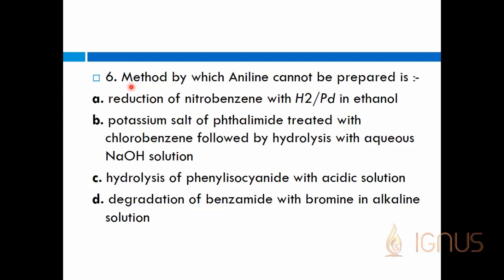Question number 6. The method by which aniline cannot be prepared is: option A, reduction of nitrobenzene with H2 palladium in ethanol. Option B, potassium salt of phthalimide treated with chlorobenzene followed by hydrolysis with aqueous NaOH solution. Option C, hydrolysis of phenyl isocyanide with acidic solution. Option D, degradation of benzamide with bromine in alkaline solution. Try to find the best answer.